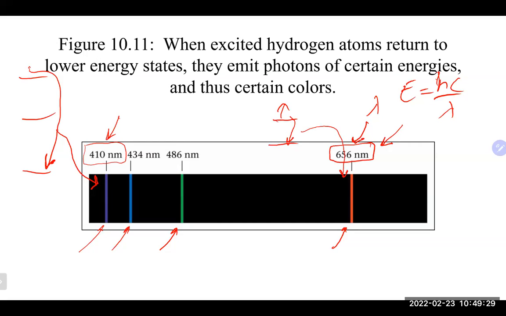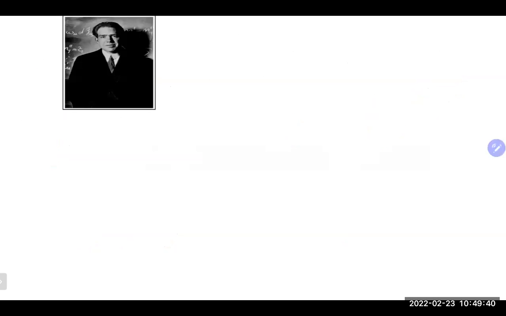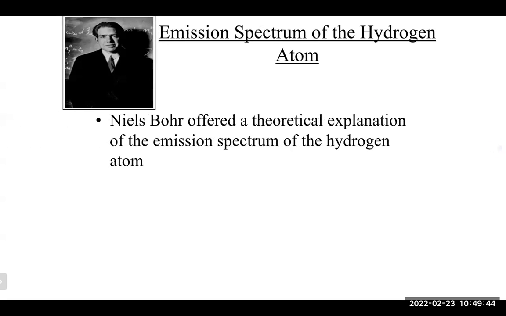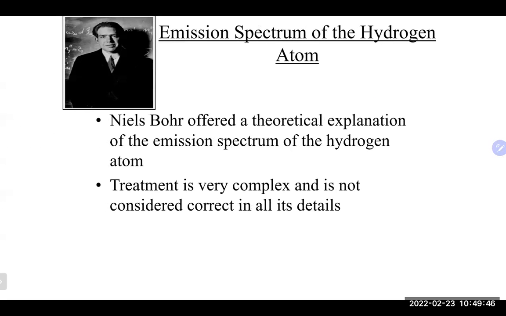But distinctly here, hydrogen will typically always show these four lines. And again, different elements will have different lines that will appear at different places. And each of these lines is basically representative of a transition of an electron from a higher energy level to a lower energy level.